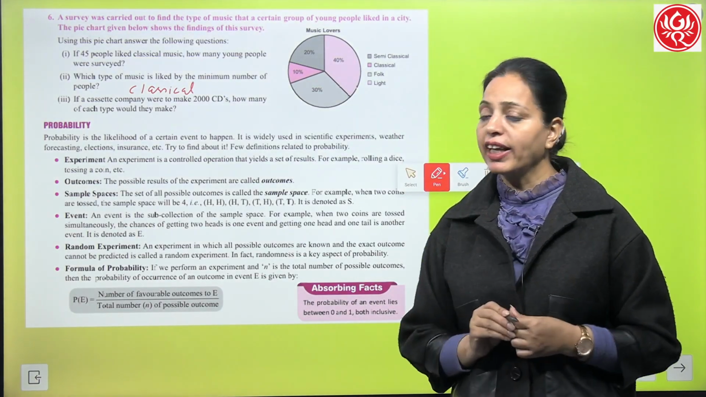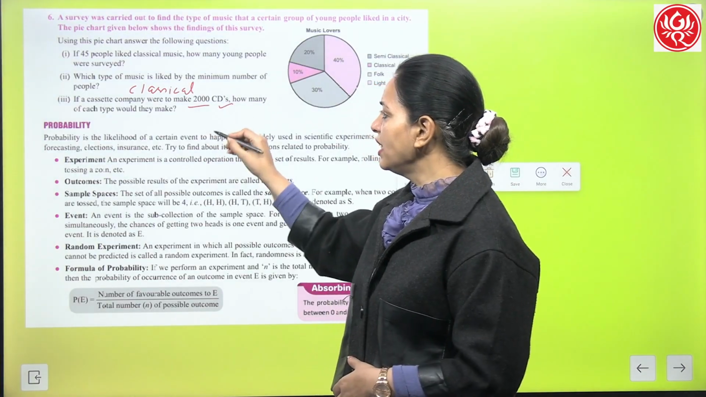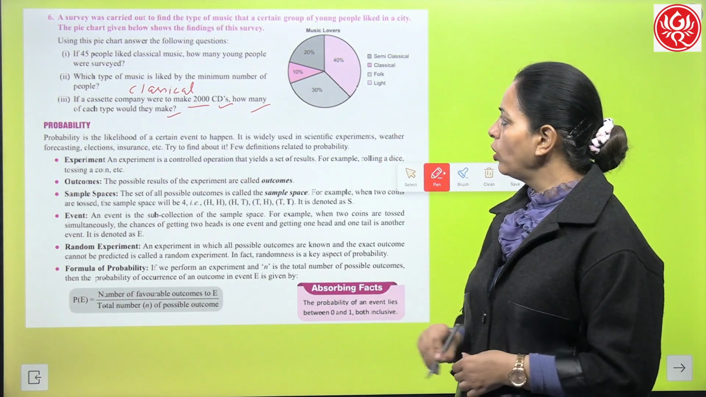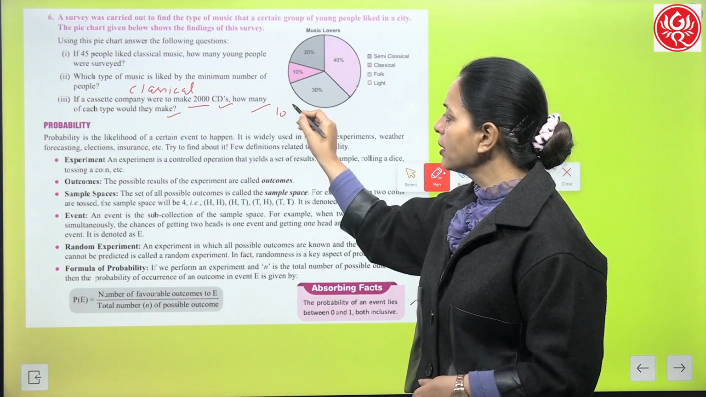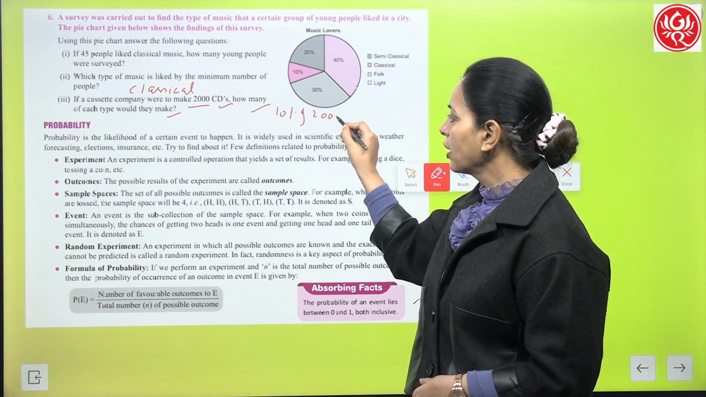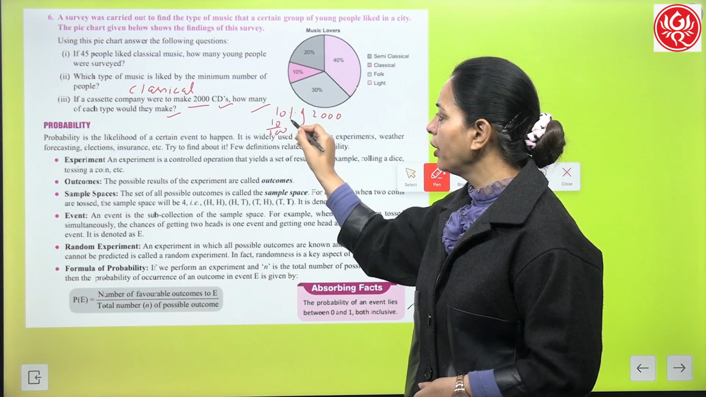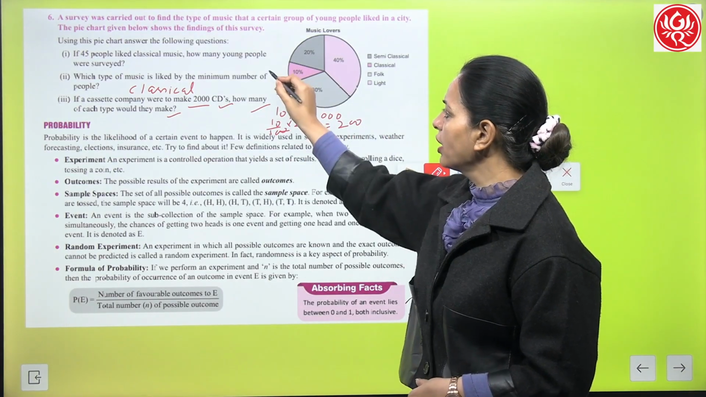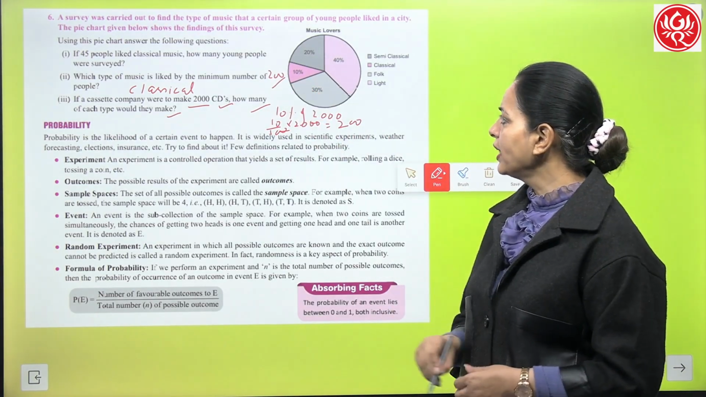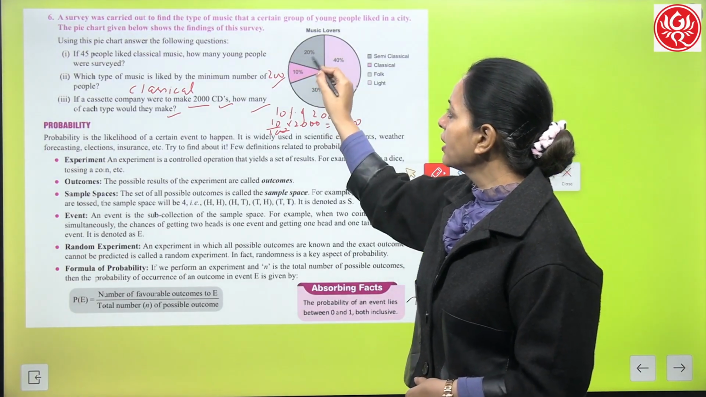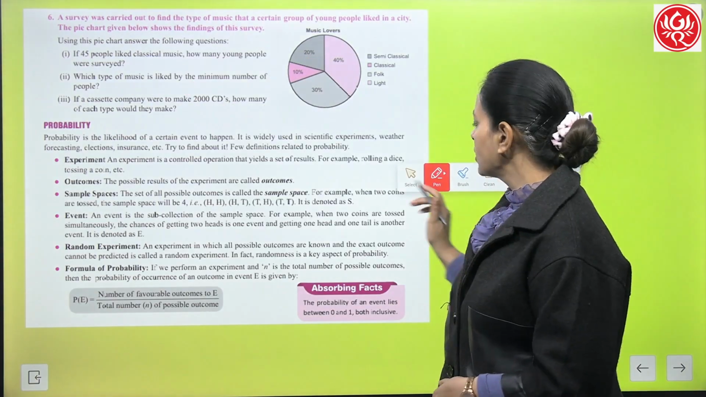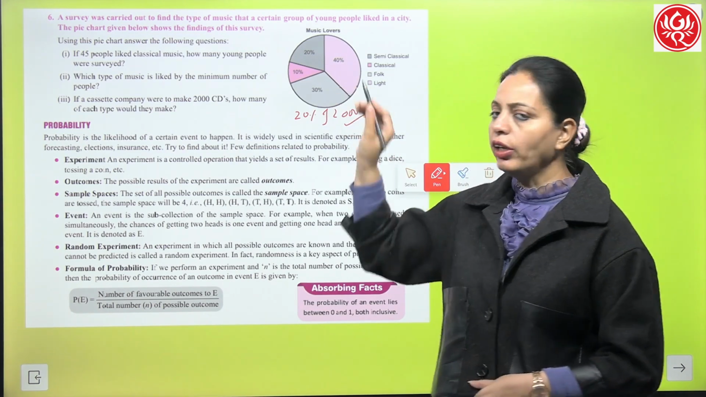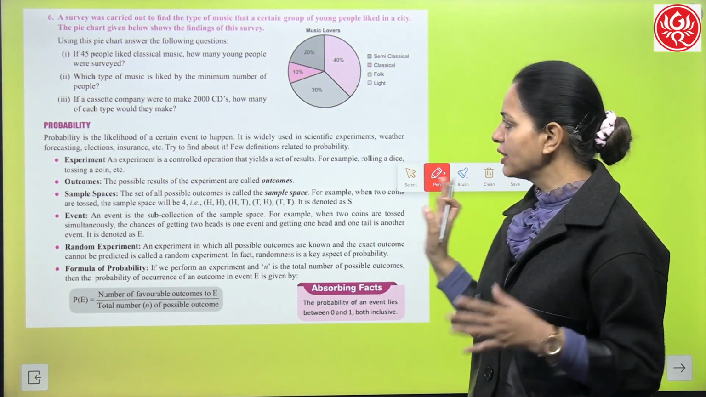Now the third one, if a cassette company were to make 2000 CDs, then how many of each type would they make? So like here, percentage given, like 10% of 2000 classical. So 10 by 100 into 2000, that is 200. So classical music, that is 200 CDs, right? Then here like semi-classical, this is 20%. So 20% of 2000. So like this you can calculate for each, right? So I hope this is clear to you.